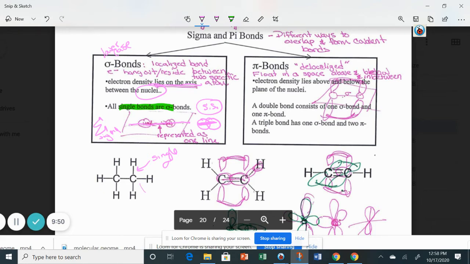All of these, every single one of these is single. So in this molecule, I have 1, 2, 3, 4, 5, 6, 7 sigma bonds.